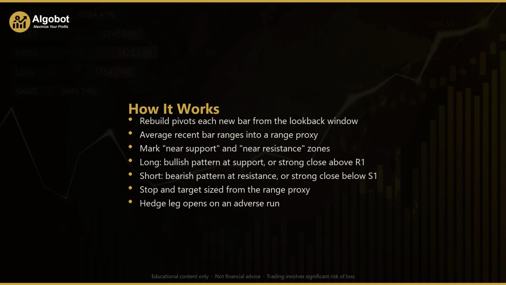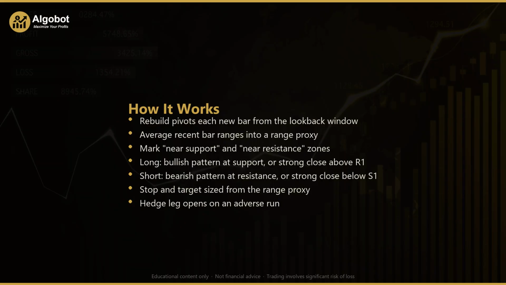Now the entry logic. For a long reversal, the strategy needs two things together: a bullish engulfing pattern or a bullish pin bar, and that near support condition. When both line up, it signals a buy. For a short reversal, it needs a bearish engulfing or bearish pin bar combined with the near resistance condition. The breakout path is separate. If a candle closes above resistance by more than the zone distance, and its body is strong, meaning at least half the candle's total range, the strategy signals a long breakout. The same logic in reverse: closing below support signals a short breakout.